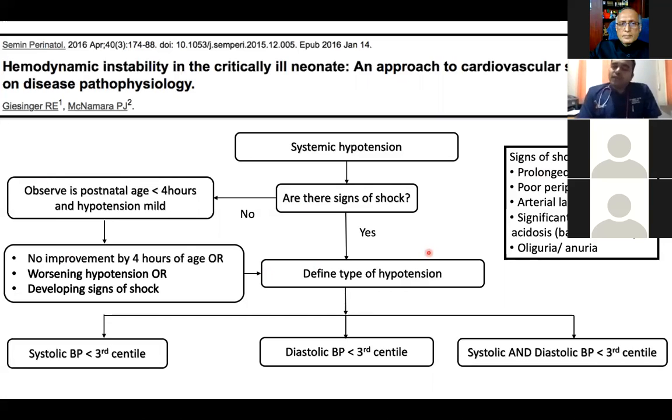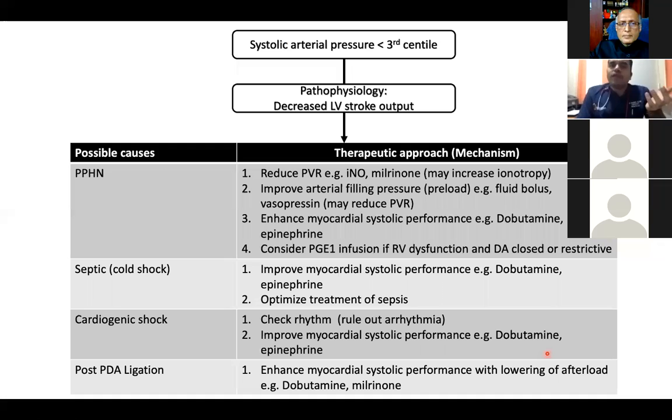Then you define the type of hypotension. So, what is the type of hypotension? Is it systolic hypotension alone? Is it diastolic hypotension alone? Or is it both systolic as well as diastolic hypotension? Typically, systolic hypotension you get in conditions with a decreased LV stroke output. And the most common causes of decreased LV output are your PPHN, septic or cold shock, cardiogenic shock, as well as post-PDA ligation.